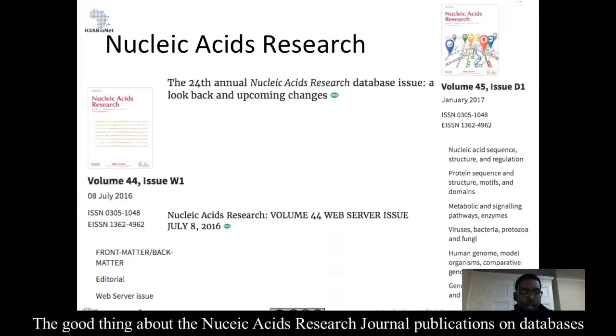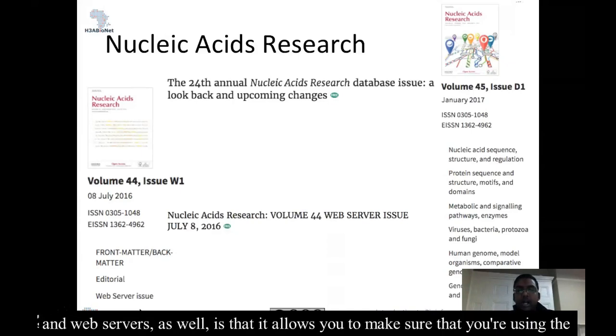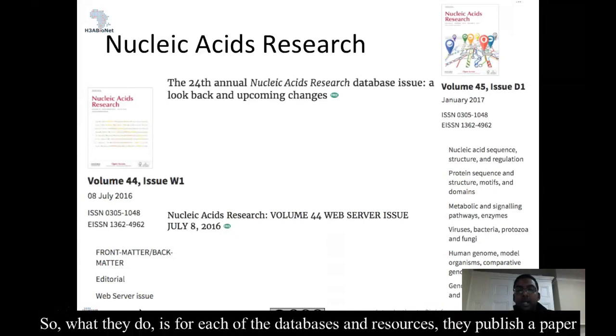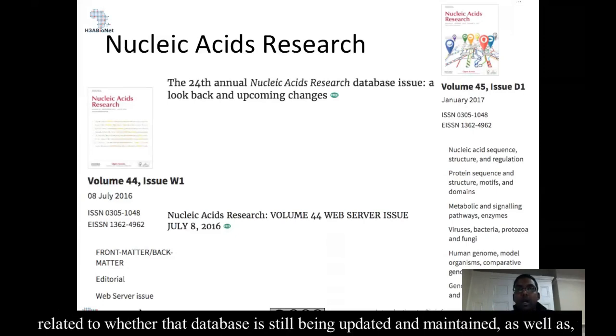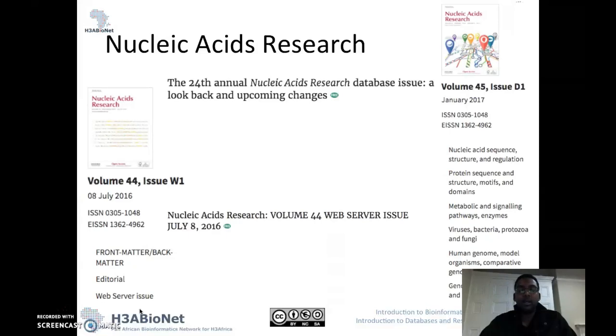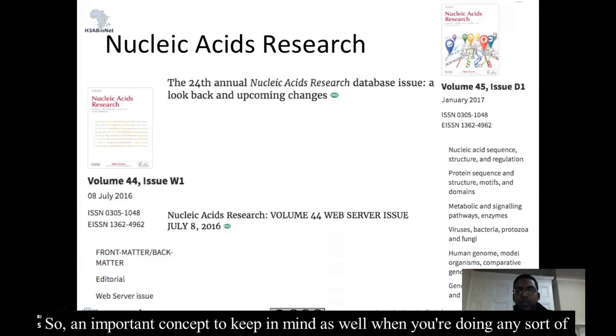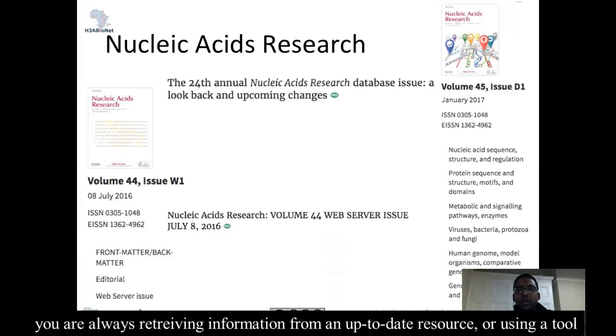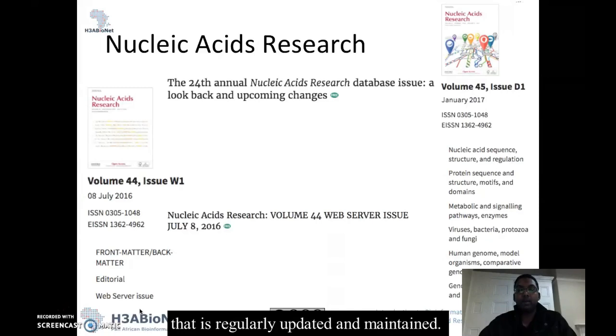The good thing about the Nucleic Acids Research Journal publications on databases and web servers as well is that it allows you to make sure that you're using the most up-to-date resource. For each of the databases and resources, they publish a paper related to whether that database is still being updated and maintained, as well as the web servers. So an important concept to keep in mind when you're doing any sort of bioinformatics analysis or retrieving data from databases online is to ensure that you are always retrieving information from an up-to-date resource or using a tool that is regularly updated and maintained.